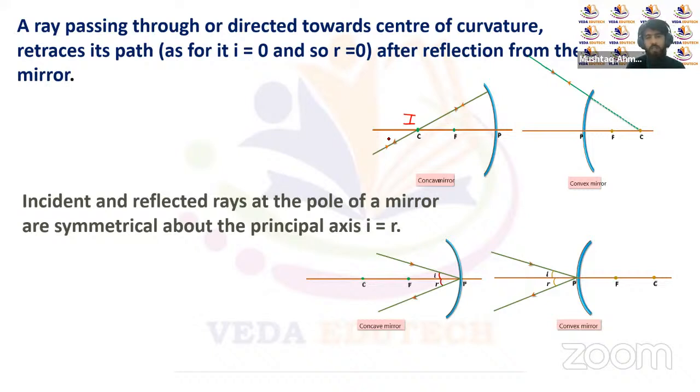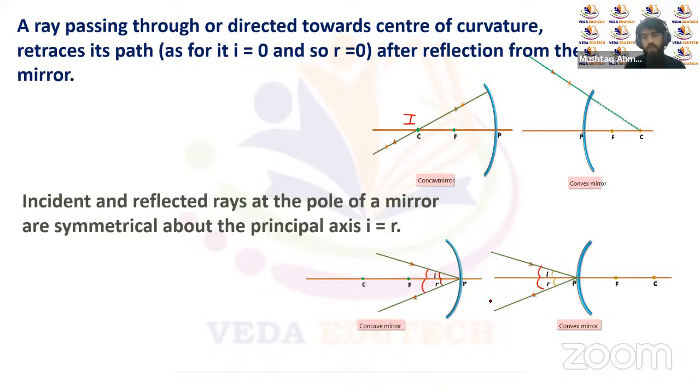Then the third rule is that if the incident ray is actually incident at the pole of a mirror, once again they will follow the laws of reflection, they will reflect symmetrically from the pole of this mirror. Or we can say here once again the laws of reflection will be followed. Angle I will be equal to angle R. So this is how the laws of reflection will be followed in case the incident ray is striking on the pole of a spherical mirror.